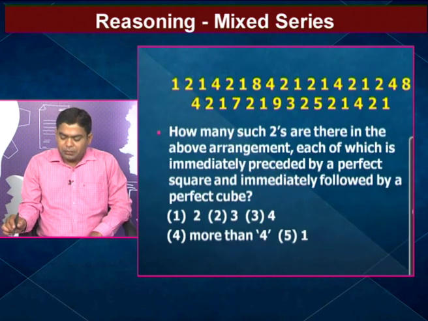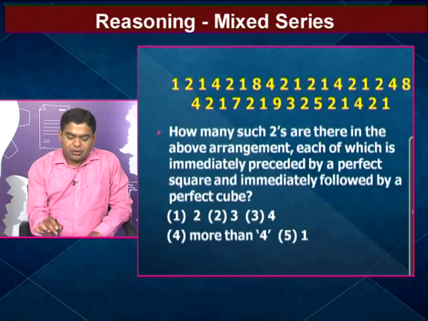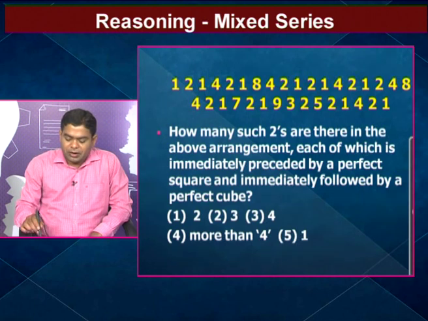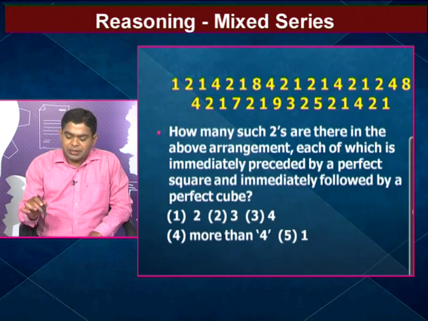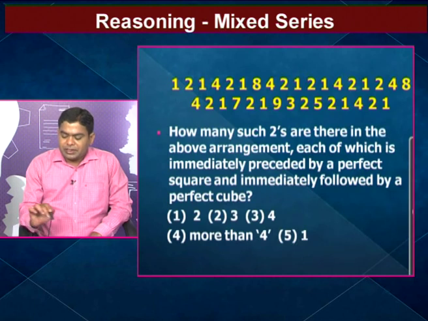We go to the 2 and verify the left side and right side. Here 2 is there, and on its left side 1 is there. That 1 is a perfect square, and it is followed by a perfect cube. So one 2 is counted. After that we go to the next 2. Again that 2 is preceded by a perfect square and followed by a perfect cube, so another 2 is there. Then we go to the next 2, preceded by a perfect square and followed by a perfect cube, so another 2 is also there.